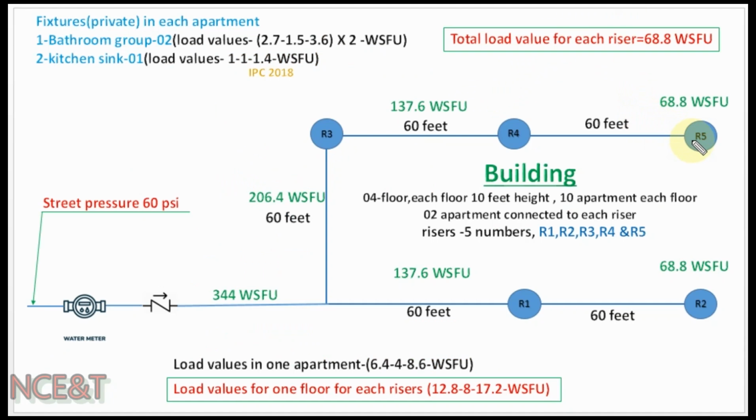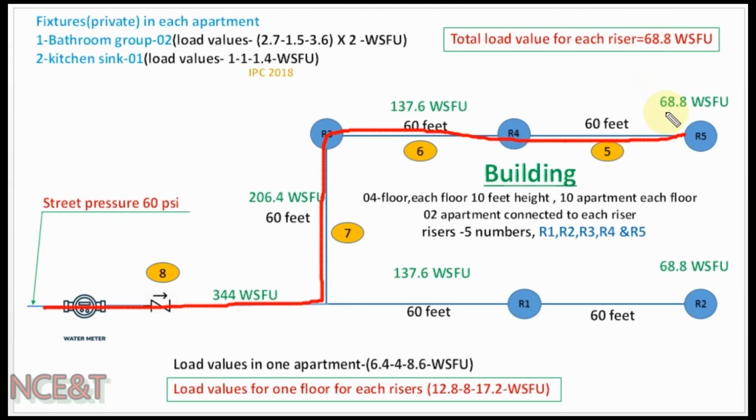Let us assume all risers are typical. Then the riser at the end will decide the critical path, or it will have the maximum pressure drop, or the longest piping route from the last fixture up to the water supply source. So let us highlight the critical path. It will start from riser 5 up to the water supply source. As we have seen, the load value at the bottom of the riser is 68.8 water supply fixture units.